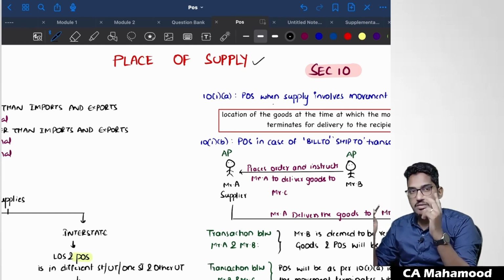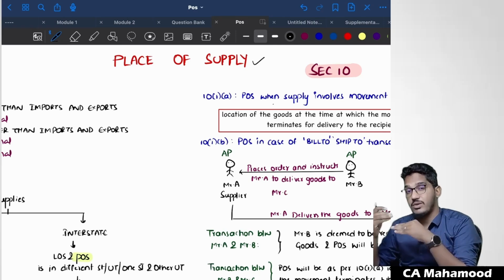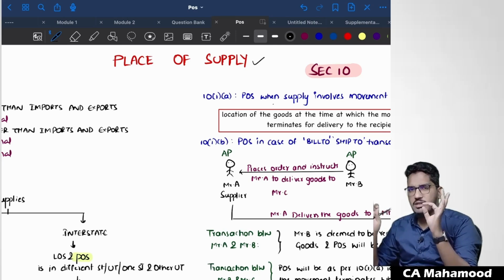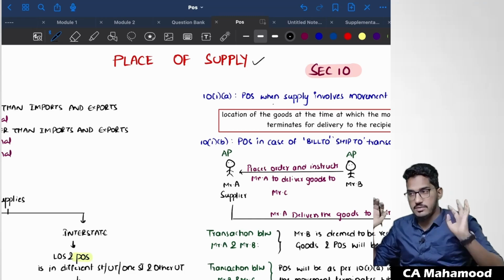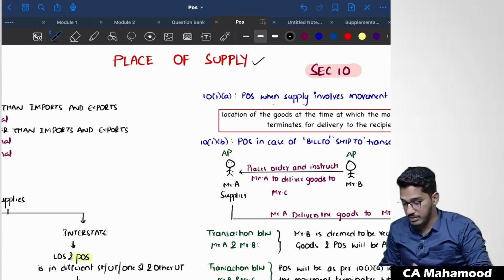But at the CA Inter level, we actually have only two sections which talk about the place of supply. If we learn those two sections, if we understand the concept of those two sections, that itself will be enough for our CA Inter examination. So place of supply, yes, it is complicated, but all the complexity is not there at the CA Inter level. All that complexity will be there at the CA Final level. At the CA Inter level, the discussion is going to be relatively easier. So having said this, now I will start revising the content from this chapter.